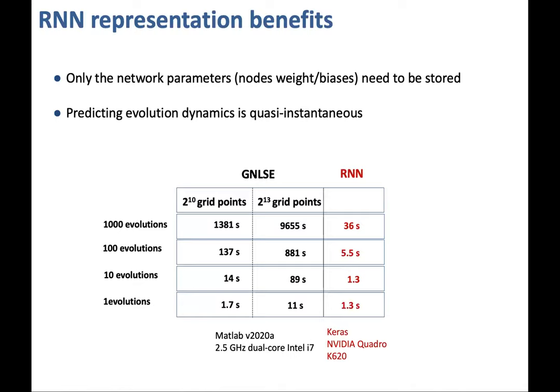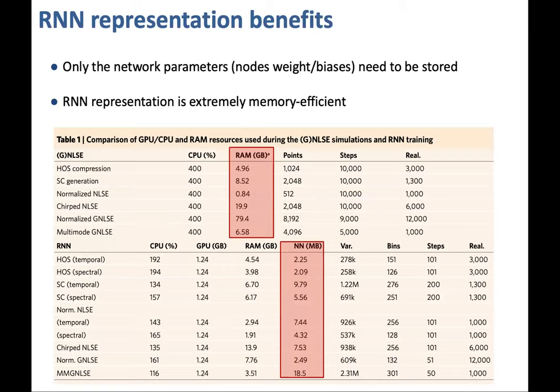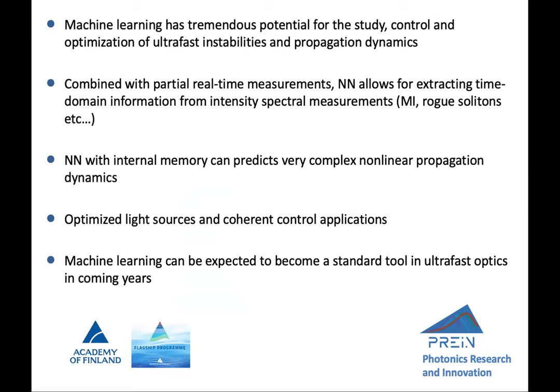And for the multimode case, which I showed in the previous slide, the discrepancy in terms of computation time is even larger. For 2 to the power of 13 grid points and 1,000 evolutions, it takes 95 hours for the integration of the generalized nonlinear Schrödinger equation, while the recurrent neural network prediction still takes less than 40 seconds. And as I highlighted earlier, the other benefit is the saving in terms of memory, which is some orders of magnitude in favor of the neural network. So I think I've spoken enough, and I'll leave you to read the conclusion. But my take home message is that one can expect machine learning to become a standard tool in ultrafast optics in the coming years.